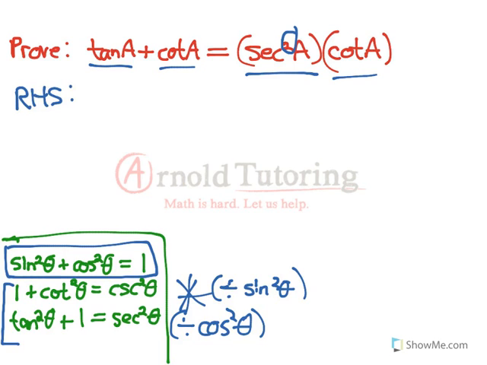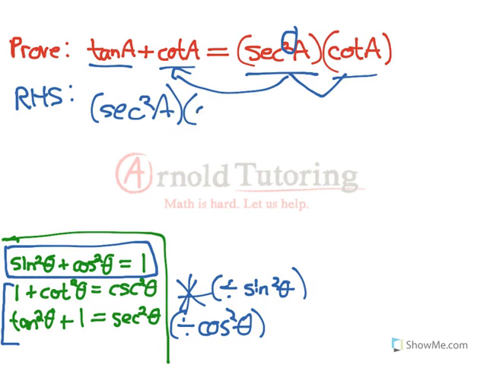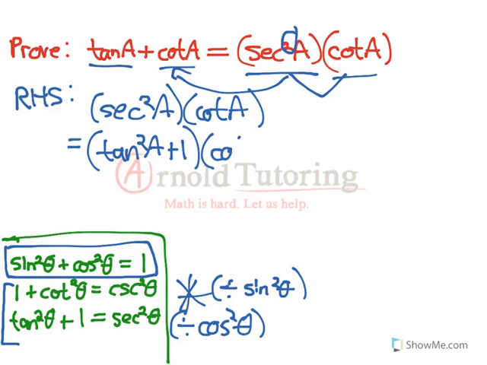And because I always look at the other side that I need to get to, here I've got two terms multiplied to each other. I want to get to two terms added, so two separate terms. Therefore, I know secant squared of an angle equals tan squared plus 1, so I'll rewrite the right side as secant squared A times cot A, which becomes tan squared A plus 1, times cot A. And again, even if you don't know that that's the right move, we know that identity, so it's worth trying, and that may open up the door.